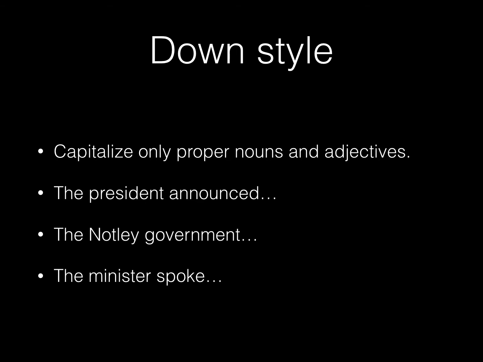Now the textbook talks about two general styles, the down style and the up style. The down style applies fewer capital letters, so capitalize only proper nouns and adjectives. So for example, the president announced rather than the President, capital P, announced. The Notley government, the minister spoke. So Notley is capitalized because Notley is a proper noun and government is not capitalized as part of the down style.